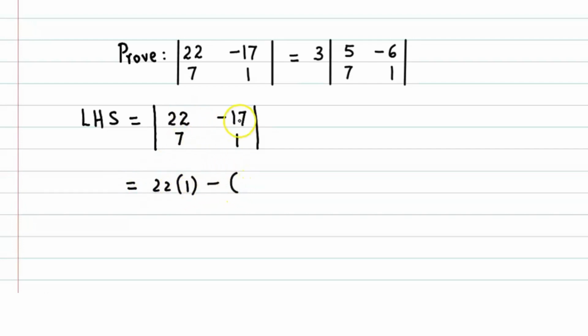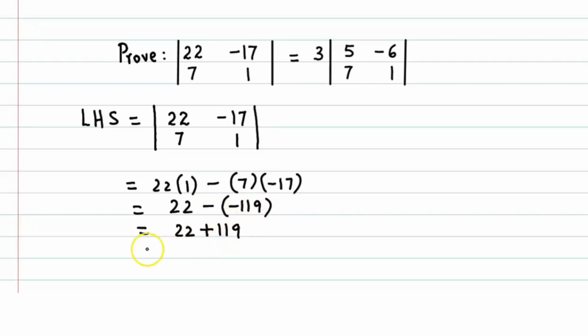Now if we expand this, we get 22 into 1 minus 7 times minus 17, which is equal to 22 minus, now 17 into 7 is 119 and this negative sign here, so we have minus 119. So we get 22 minus of minus 119, so this becomes plus 119, and if we add the two values we get 141. So that is the value for the left hand side.